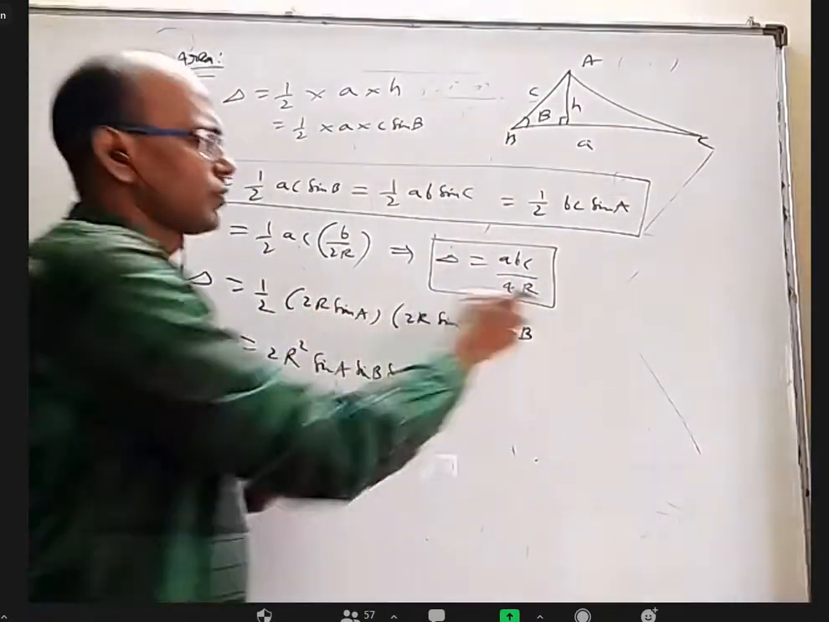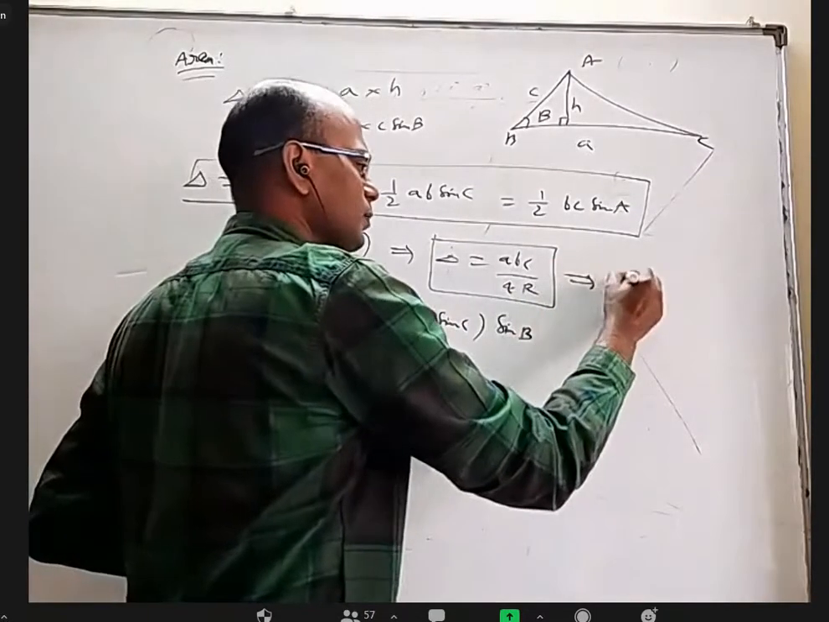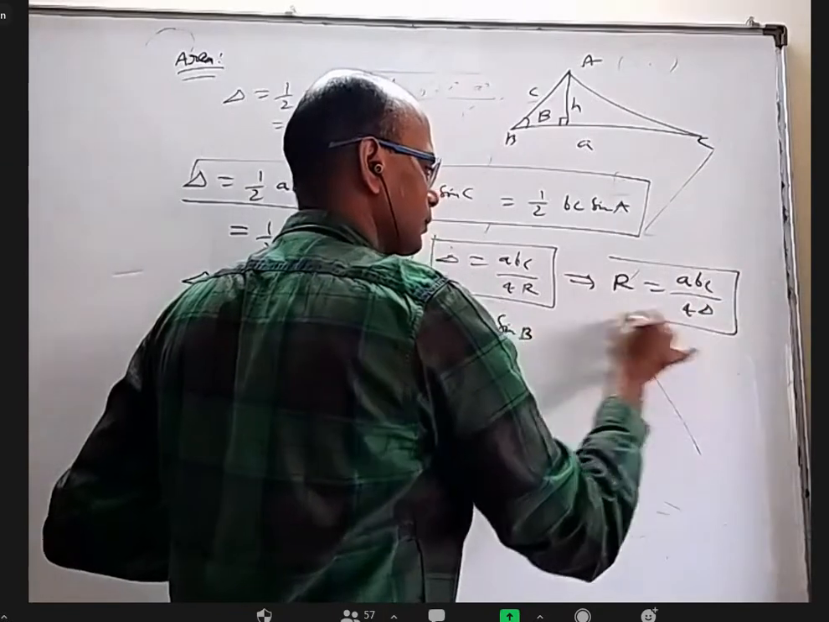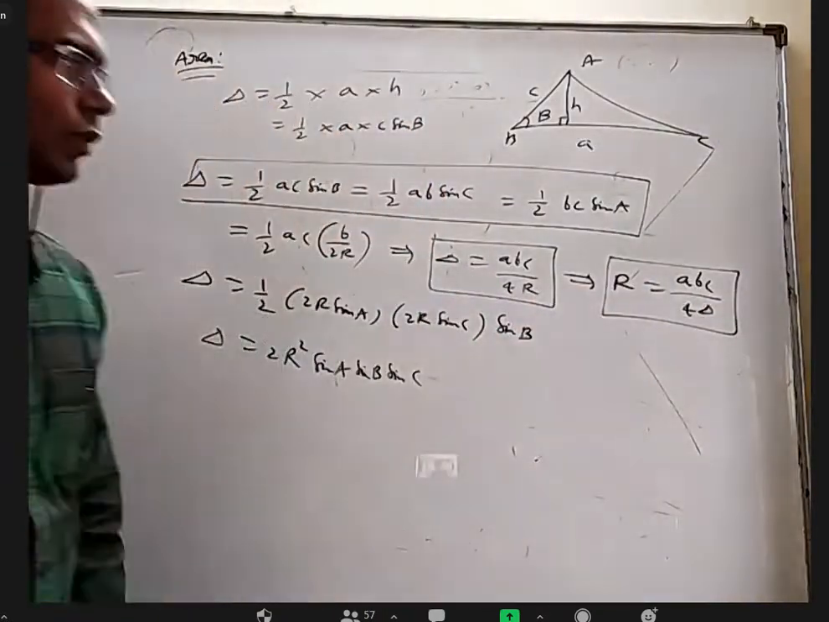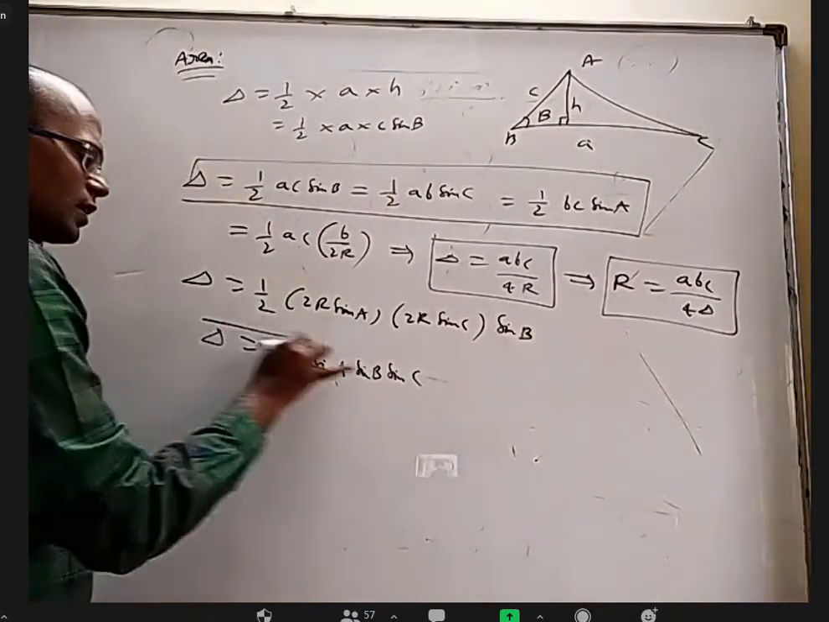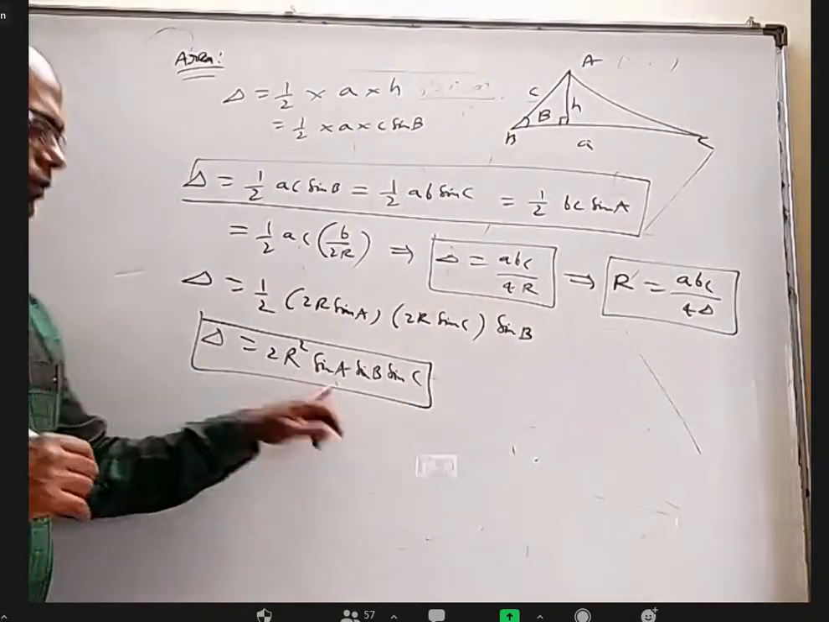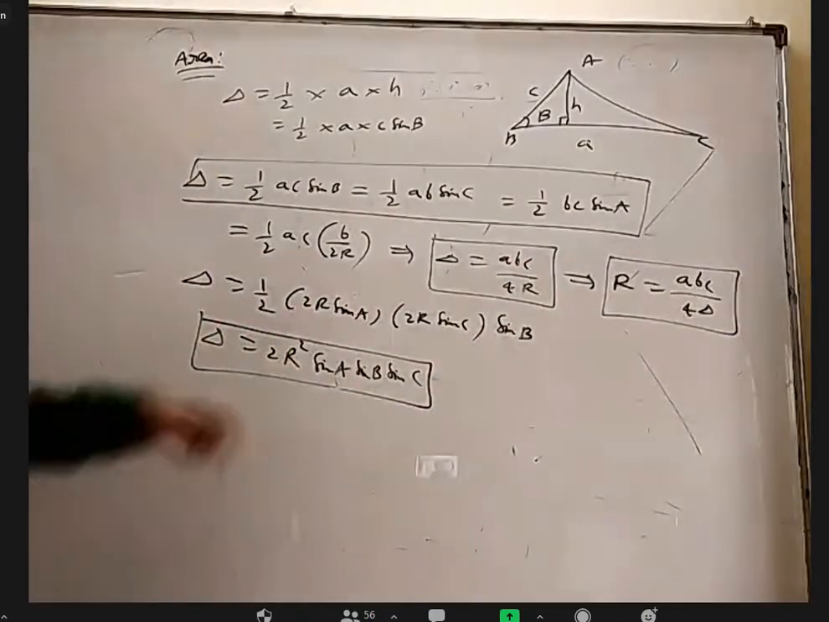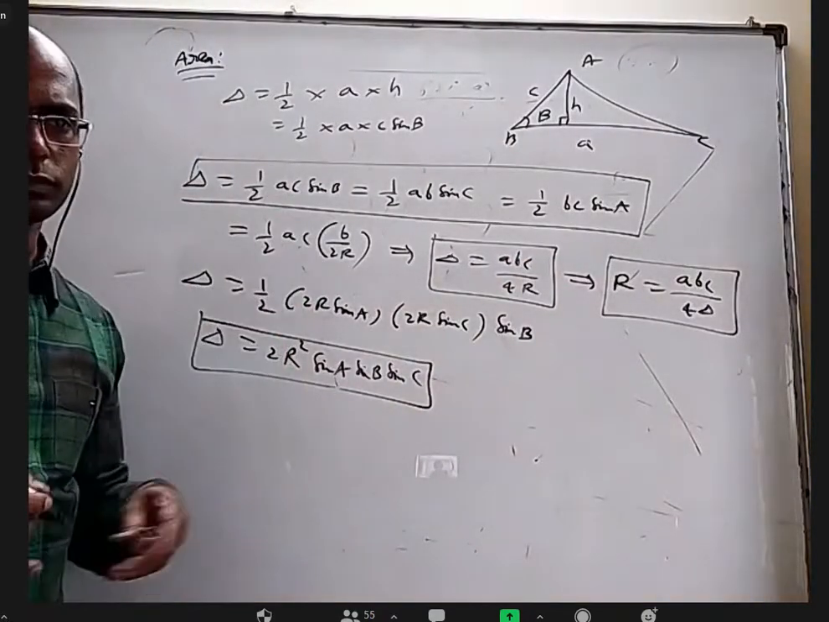This is also useful the other way. Later on, we'll see circumradius equal to abc by 4 delta. That way also you can write, where you can find the circumradius of a triangle if you know the area. Another one is this in terms of angles, and this in terms of sides. This is the formula for circumradius, and this is for area in general.